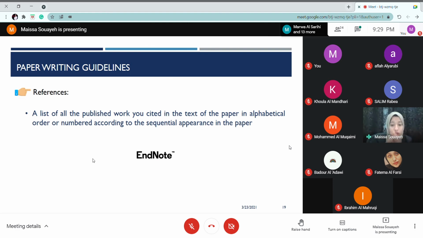So you need to check at each step, at each stage of writing your paper, what tools are available that can help me, that can facilitate the process.